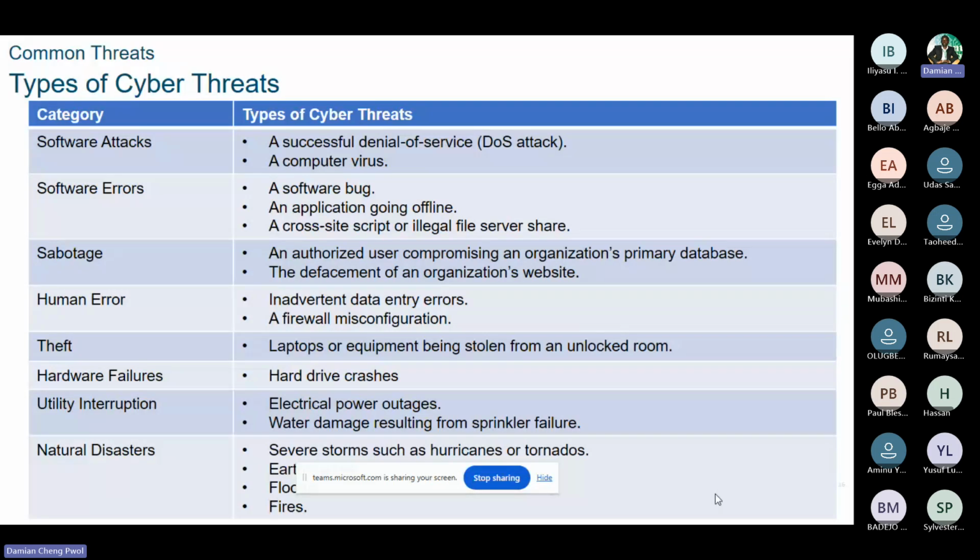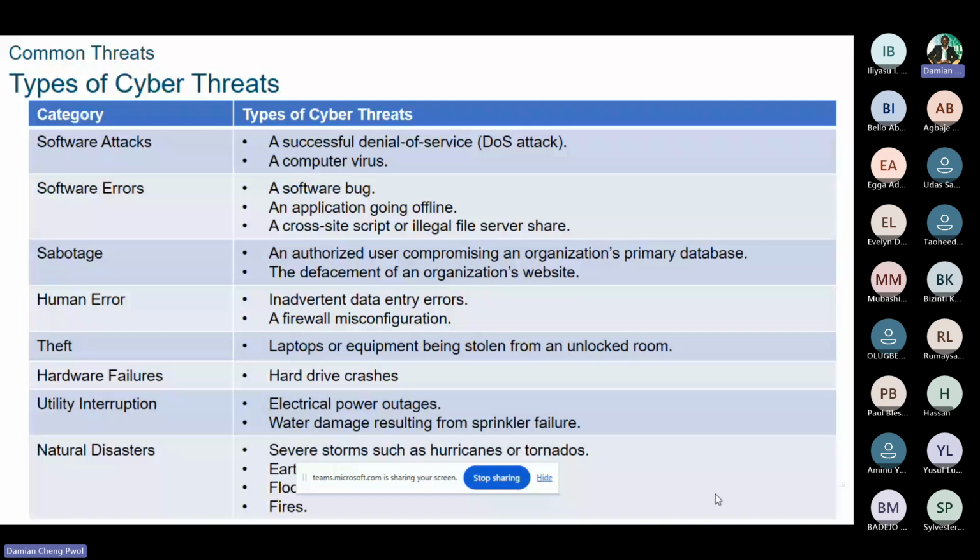Software errors: a software bug that is probably in the code. There's an error that is not properly connected in the script used to build that application. So it can be a bug, an application going offline, or a cross-site script or illegal file server share. These are other kinds of scripts that are also software based, which are usually common with browsers.